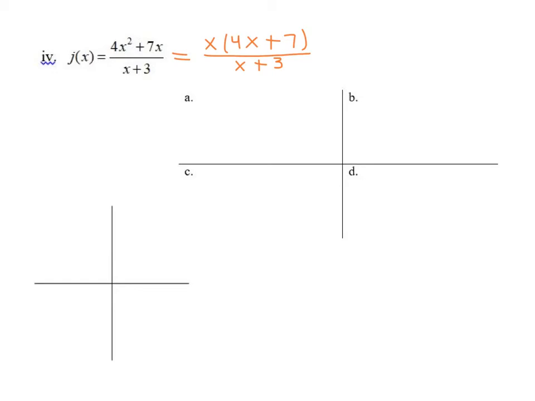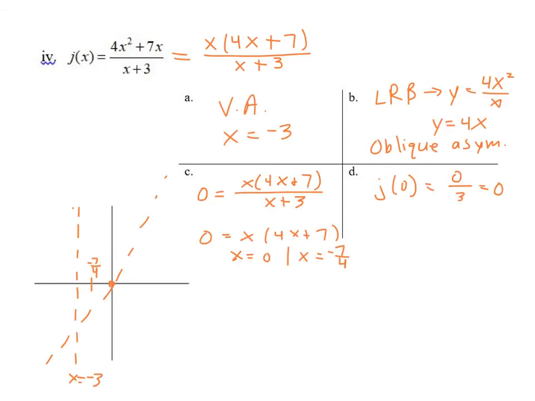Okay, see if this is the information you got. Okay, so I have come up with a vertical asymptote of -3, and I drew that in. The long run behavior, as I said, gets a little crazy because we end up with y equals 4x, which is not a vertical asymptote, but it is a line. And so we have an oblique asymptote. So I've kind of put that through here, all right?